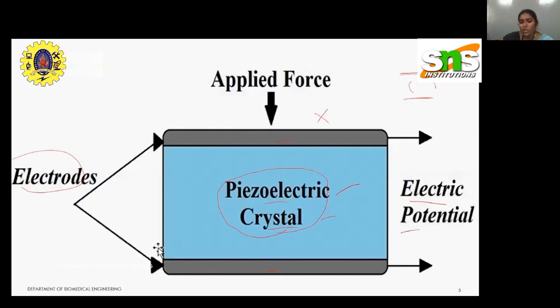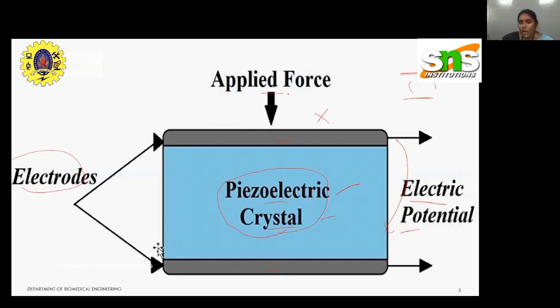Under no pressure, if you are not applying any kind of pressure, the piezoelectric crystal remains in its original shape. There will not be any deformation. As a result, you will not have any charge carrier generation, so you will not have any voltage drop across the two surfaces. That is, you can't measure any potential difference across these two electrodes.